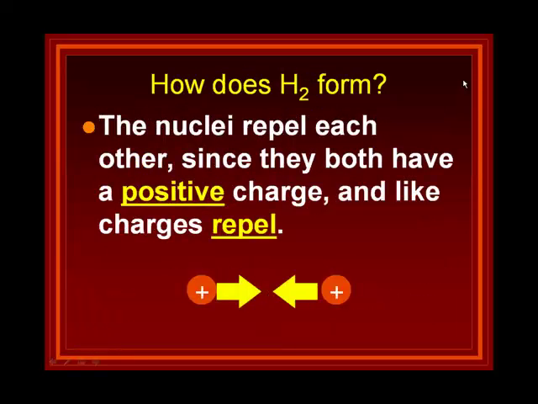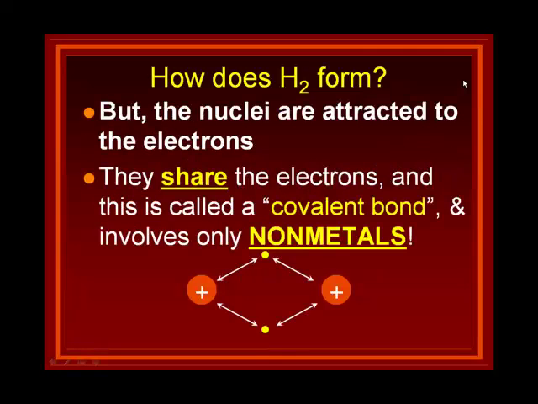If we take a look at the simplest example, which is H2, our hydrogen molecule, what happens is you've got these positively charged nuclei, and they're going to repel each other because of that positive charge. But if you bring in electrons, they will help bridge that gap, and they're going to share electrons for the same exact reason ionic compounds transfer them. It's to complete an octet.